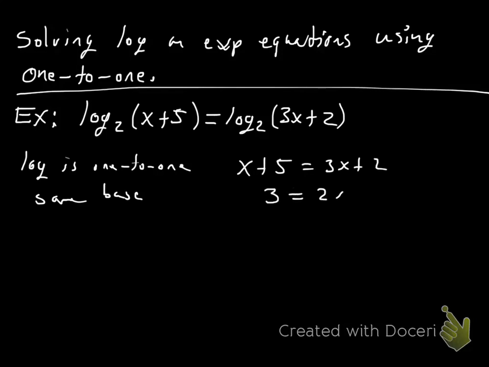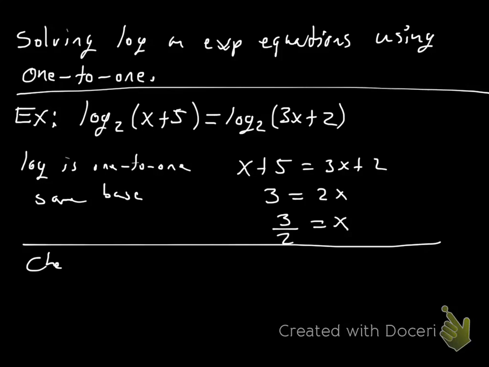Alright, so if I solve this, I'm going to subtract 2 from both sides, subtract x from both sides, and we'll divide by 2. Since logarithms have domain restrictions, the argument inside a log has to be greater than 0. We need to check for logs. I'm going to check 3 halves, so we're just going to replace the x's with 3 halves.